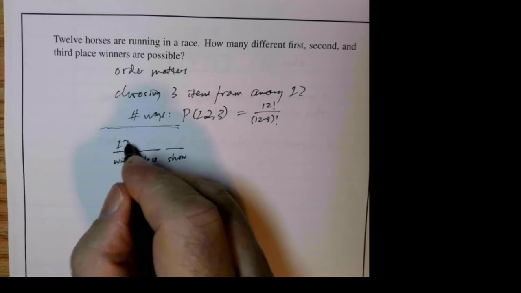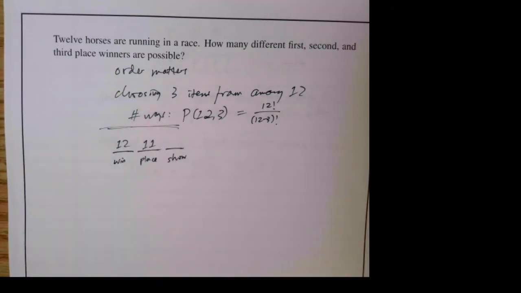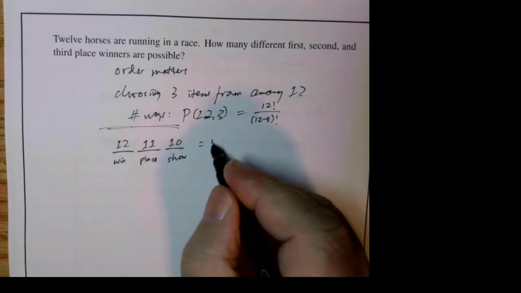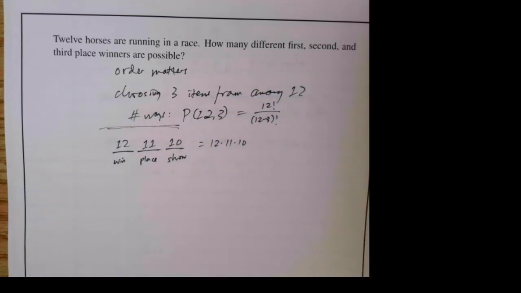There are 12 horses here. One of them is going to win, but any one of them can win, so we'll get 12 ways to choose a winner. But the same horse can't both win and place, so we'd have to choose a different one. We'll have 11 to choose from, so there will be 11 ways to do that, and then 10 ways to pick a horse to show. So this would be 12 times 11 times 10. And those are the same number.